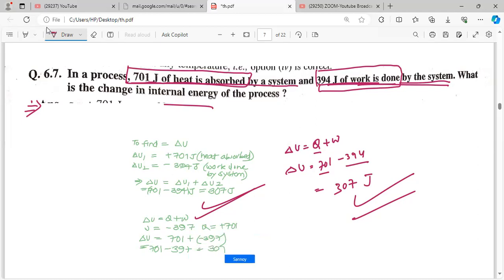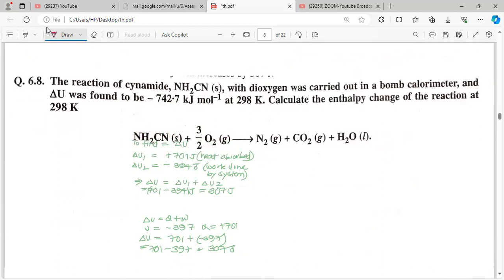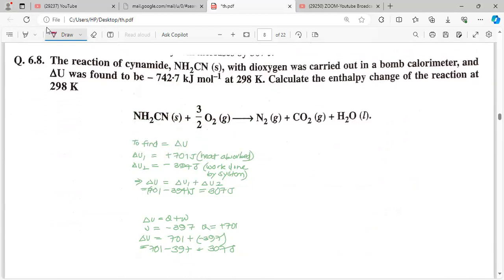Now I am changing this one. Going to the next question. Can you erase this one? Okay, 7.8.